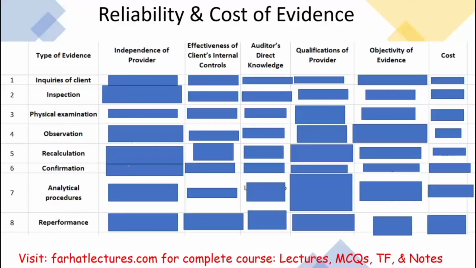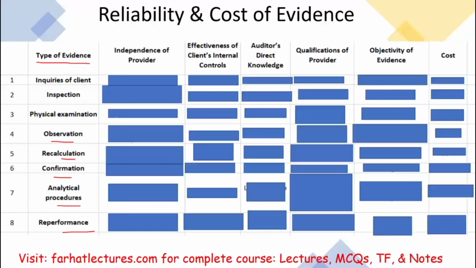Hello and welcome to this session in which we will discuss the reliability of audit evidence and the cost of audit evidence. In the prior session, we learned about the 8 types of audit evidence, which are inquiries of client, inspection, physical examination, observation, recalculation, confirmation, analytical procedures, and performance. Remember, not all audit evidence is the same.